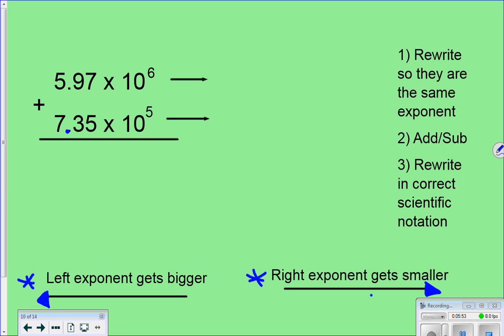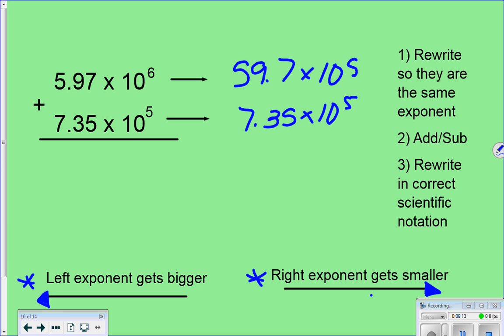Sure, let's do this one. Let's talk about, what if I change that 6 to a 5 now? So this time I'm going to have to change it 1 to the right. So it'll be 59.7 times 10 to the 5th. And this one would be 7.35 times 10 to the 5th.